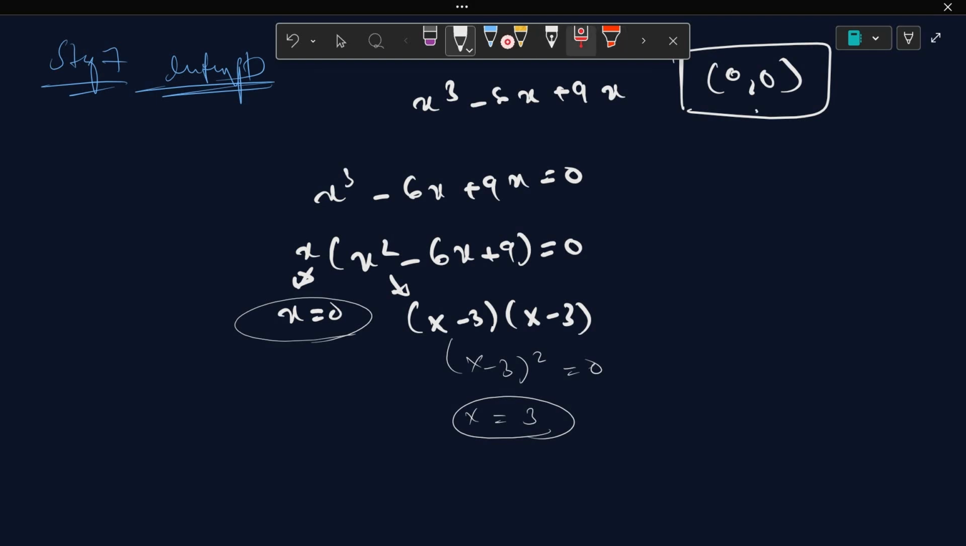Okay, so you get your intercepts as x equals 0 and 3. So your 2 points are basically going to be (0, 0), and you also have (3, 0).